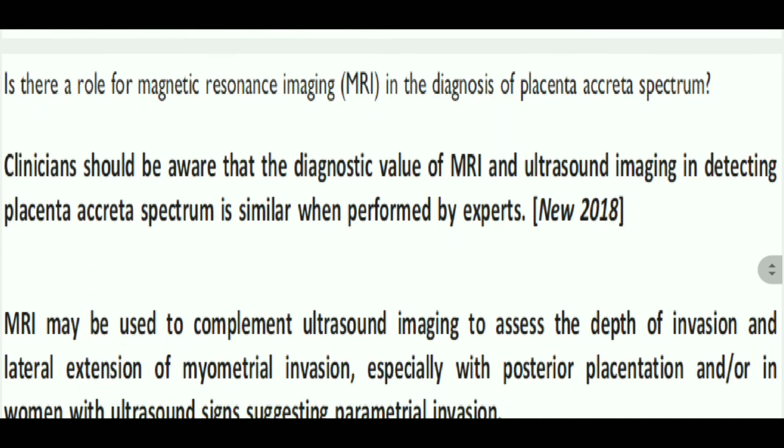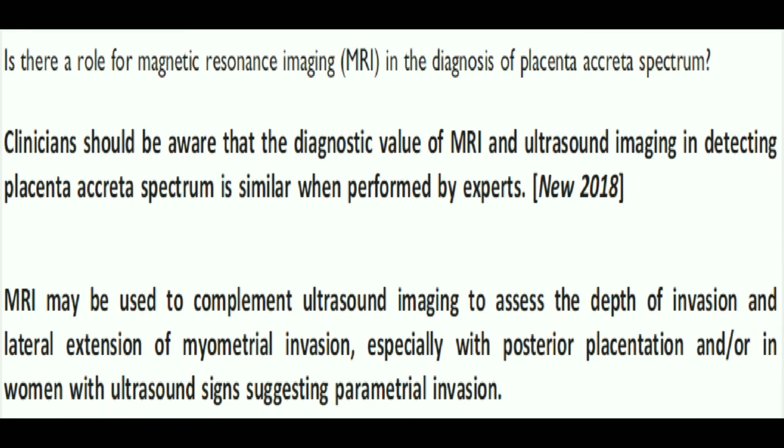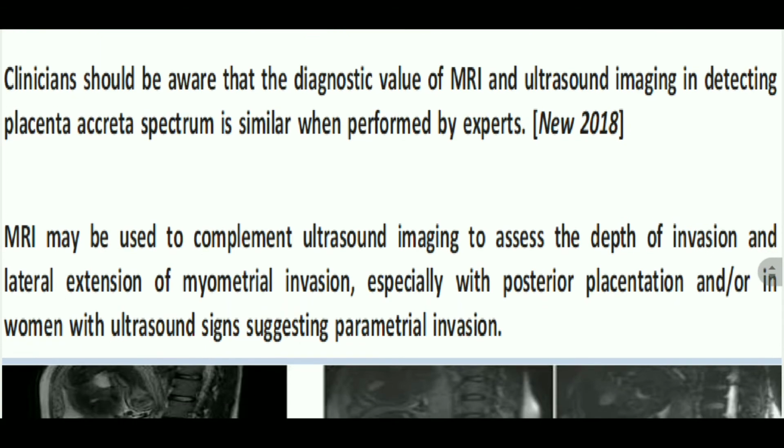Now, what is the role of MRI in diagnosis of the placenta accreta spectrum? It's written that the clinician should be aware that the diagnostic value of MRI and ultrasound imaging in placenta accreta spectrum are similar when performed by an expert. But some advantage of MRI is that it may be used to complement ultrasound imaging to assess the depth of invasion and the lateral extension into the myometrium, especially with posterior placentation or in the woman with ultrasound signs suggestive of parametrial invasion. In these things, MRI may have a role.